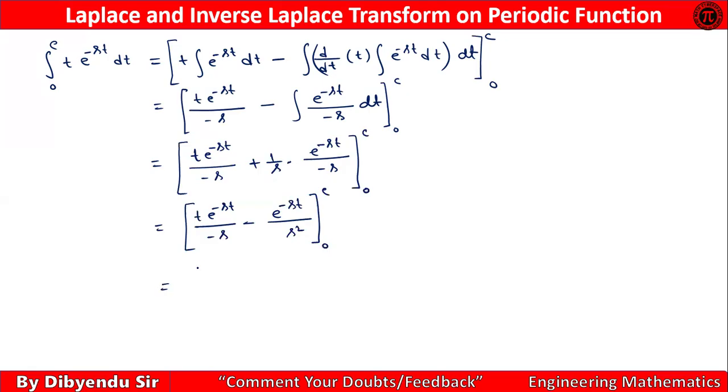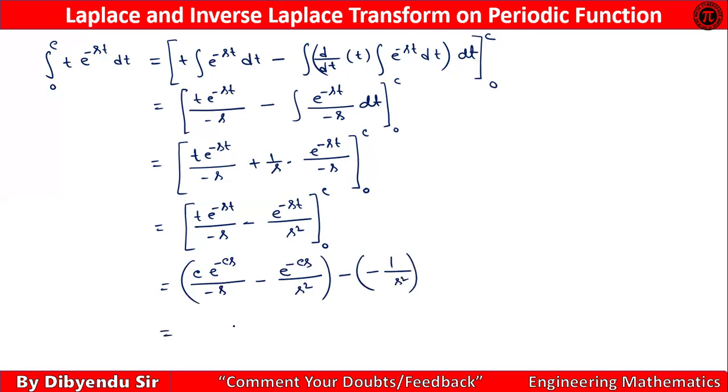So you are getting c e to the power minus cs divided by minus s minus e to the power minus cs divided by s square. This is the upper limit, minus the lower limit. If you put t equals 0, this part will be 0 because t is multiplied. So you are getting minus e to the power 0, which is 1, divided by s square.